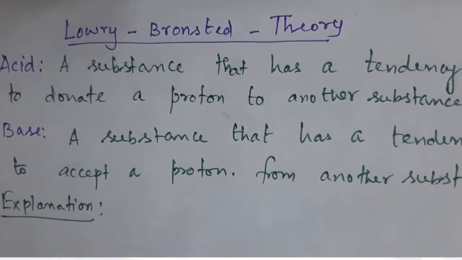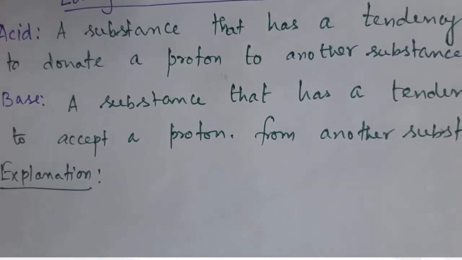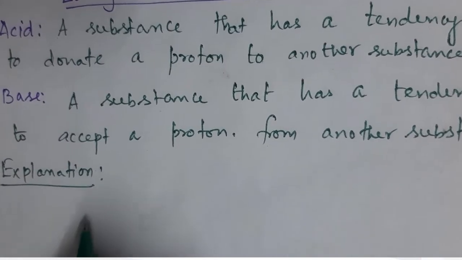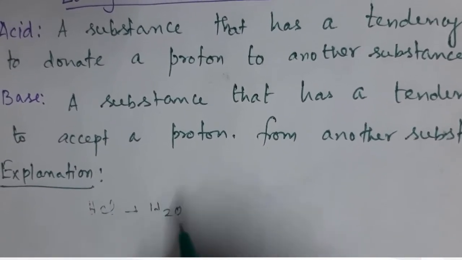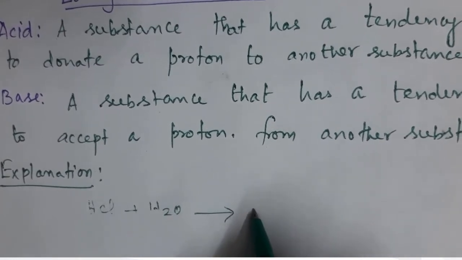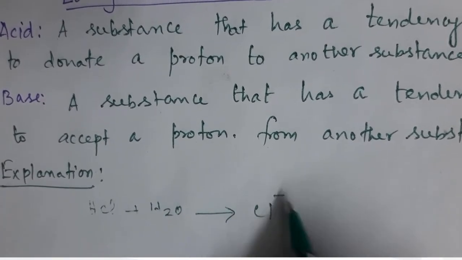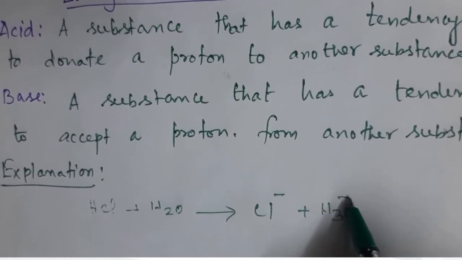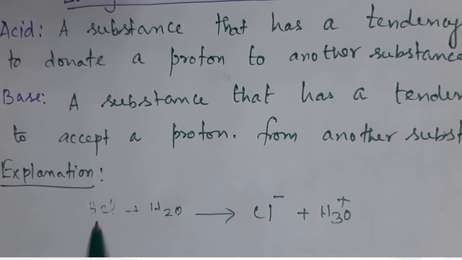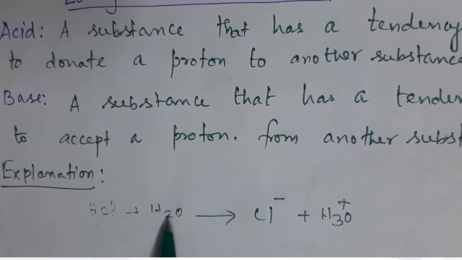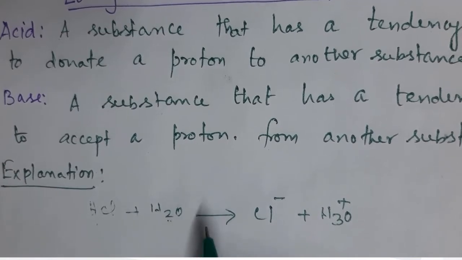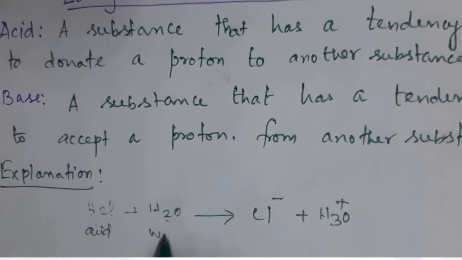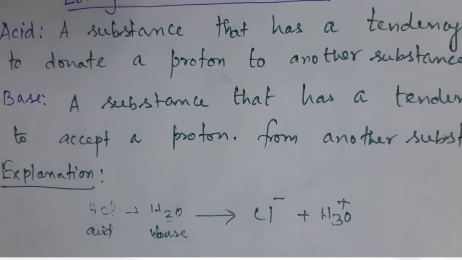Okay. Now consider hydrochloric acid. Hydrochloric acid in water dissociates to give Cl minus and H3O plus. Here HCl donates the proton to the water and water accepts a proton from HCl. So HCl is an acid and water is a base.